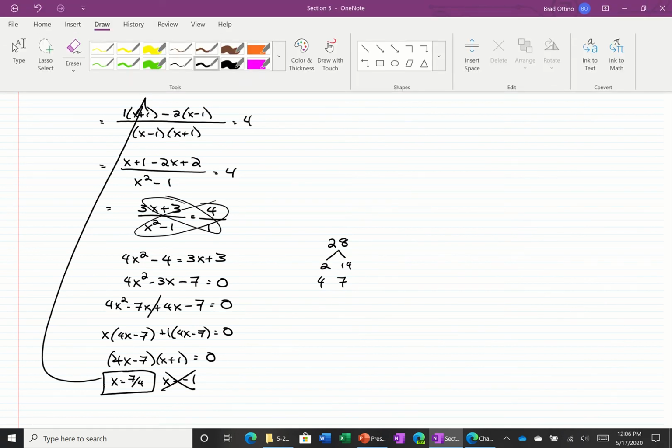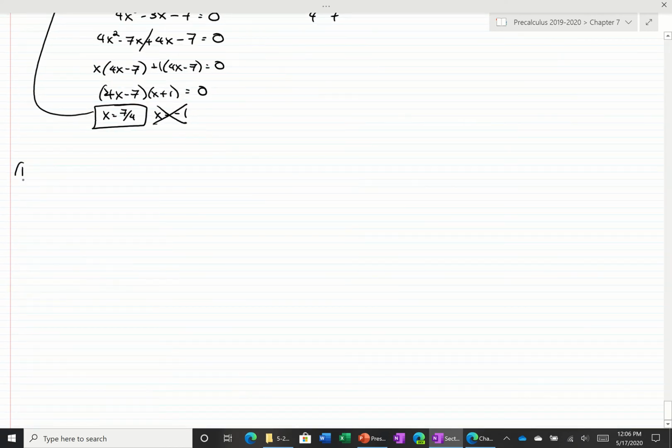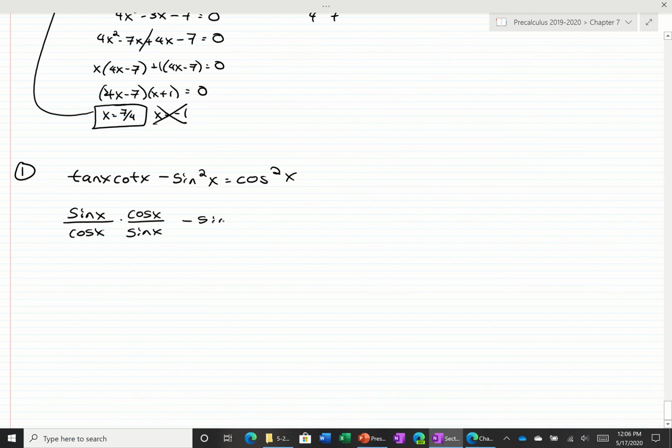So let's move on with the trig. For problem number 1, it says tangent times cotangent minus sine squared equals cosine squared. So we'll convert to sines and cosines. And this cancels. You just get 1.